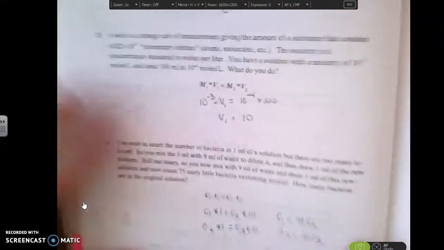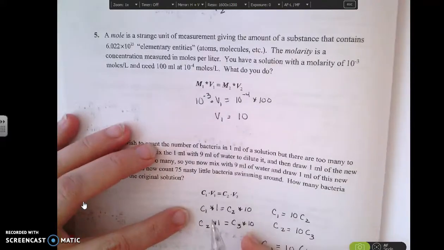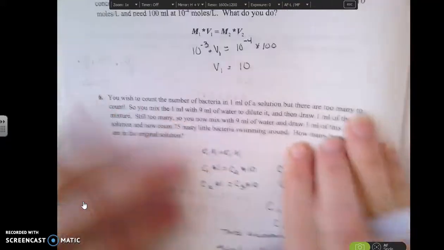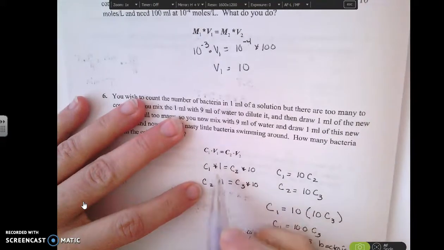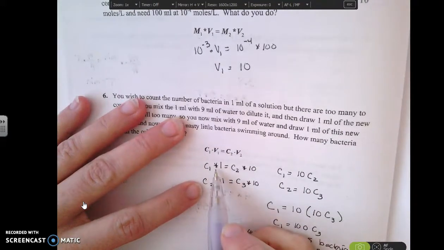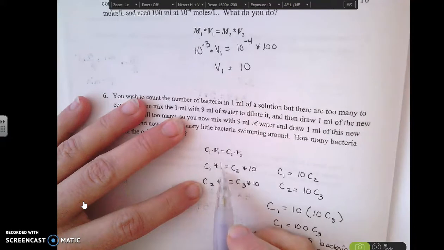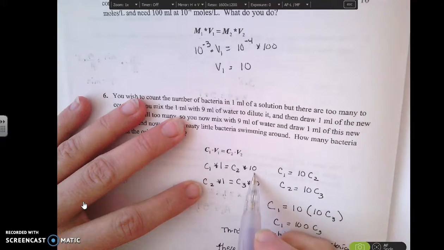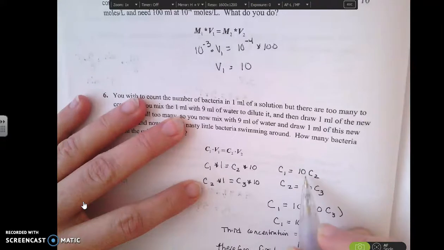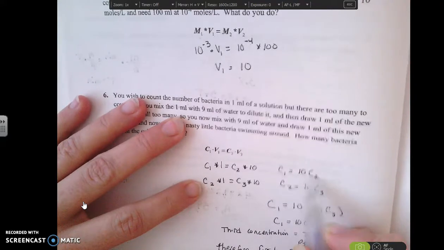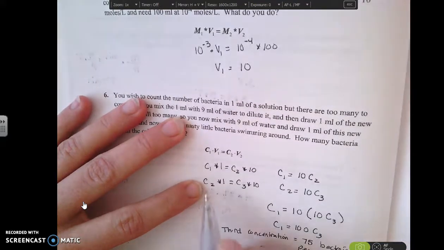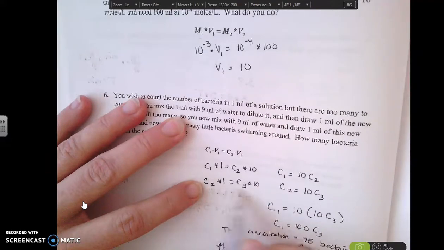Okay. So the last one requires a couple of steps. We have 2 different strains of this bacteria. For the first one, you're going to use the formula C1 times 1 equals C2 times 10. That means C1 is 10 times C2, because you can sort of leave off the 1. And then we're going to do the same thing for C2 and C3.